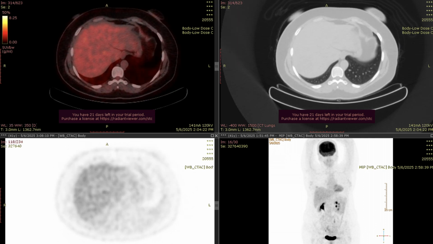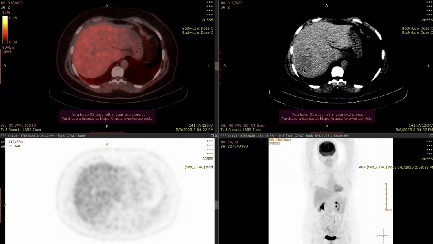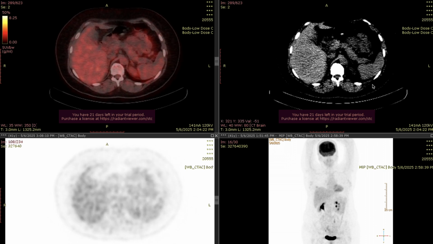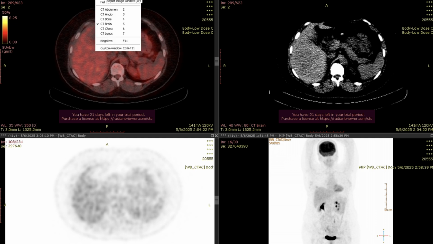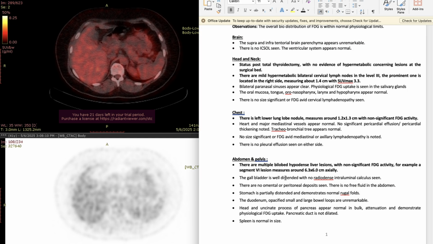The patient has, as we see in the CT window, multiple hypodense lesions in the liver with non-significant FDG activity. However, can we exclude the metastasis? No, we can't. Why? Because it might be well-differentiated metastatic thyroid cancer and it will not take any FDG activity. So we should mention these points in our reports.